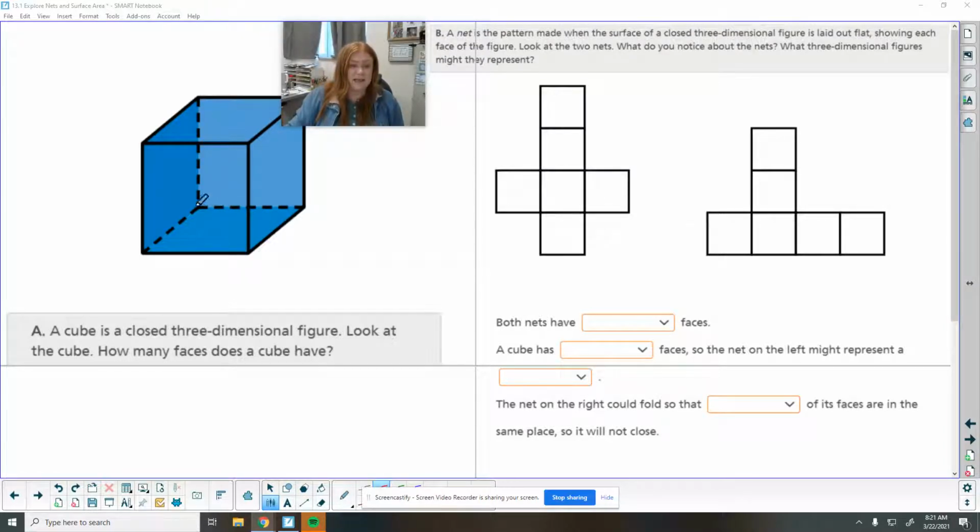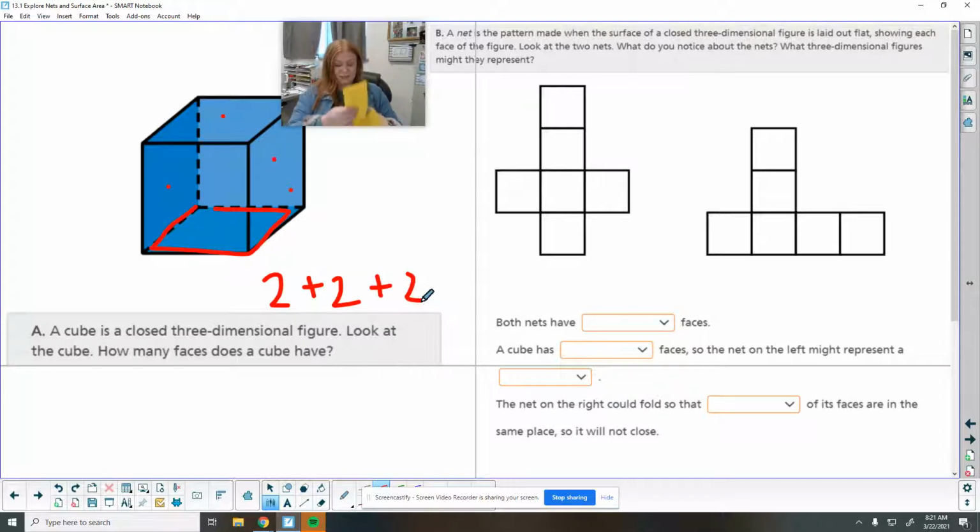So I can see, it's got the base here on the bottom and it has a matching top. So there's 2 sides. It has a front and a back. So there's 2 more sides. And then it has a side and a side. So it should have 6 sides, right?